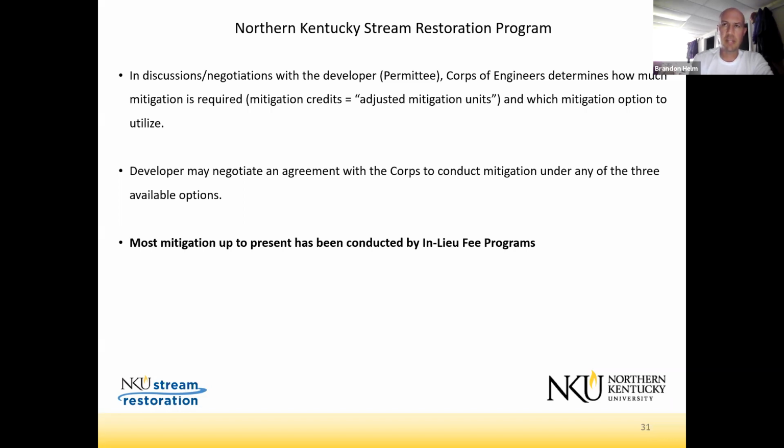But up to date, most of it's done by the fee programs. There is a Northern Kentucky wetland mitigation bank, but I think it's sold all of its credits. So they've done all the work they can there, and basically they're done. It's tough to find suitable properties for that kind of thing, especially wetland properties in Kentucky. Those are rare.